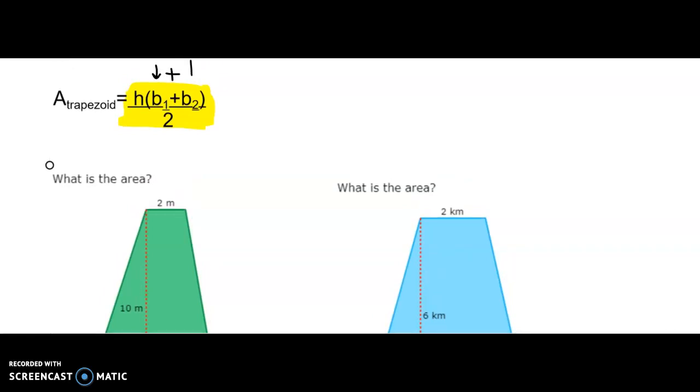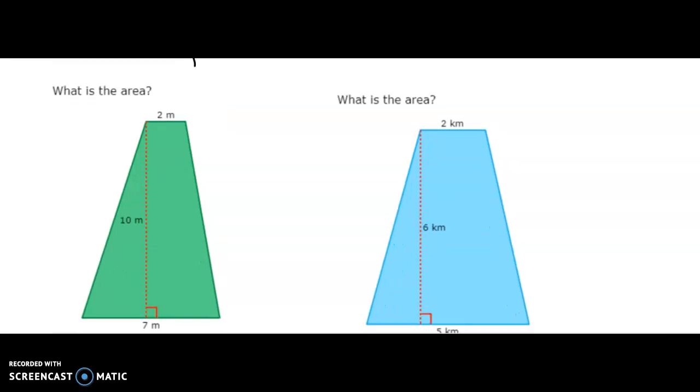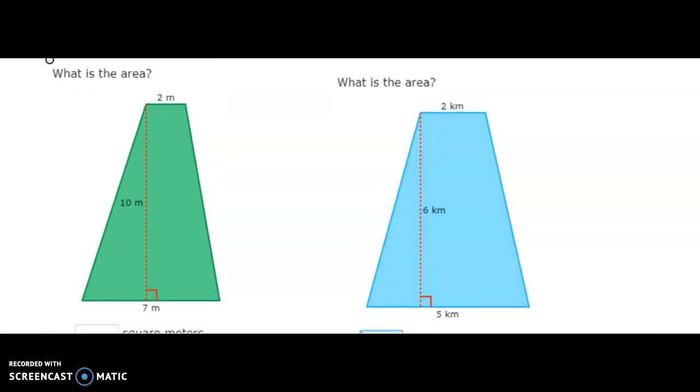So what we're going to do, base 1 plus base 2. So we're going to add the two bases together. We're going to get an answer. Once we get an answer, we're going to multiply by the height of the trapezoid. And then once we get that answer, we are going to divide by 2. So base 1 plus base 2, that's step 1. Multiply by height, that's step 2. And divide by 2, that's step 3. So we have area equals height times base 1 plus base 2 divided by 2.